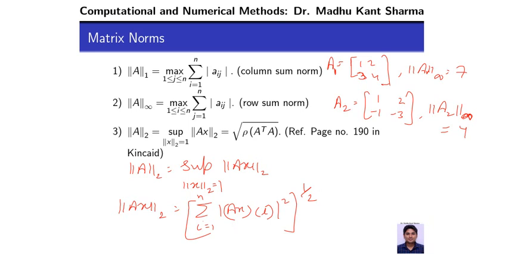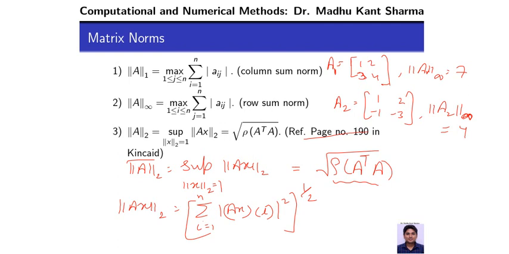Now if you refer to page number 190 in Kincaid, there is a result which has been given, that it can also be equal to the square root of the spectral radius of A transpose A. So that is one more way of defining the two norm of the matrix A. In order to find the two norm of the matrix, we look for the spectral radius of A transpose A, and then take the square root. That will give you the two norm of the matrix.